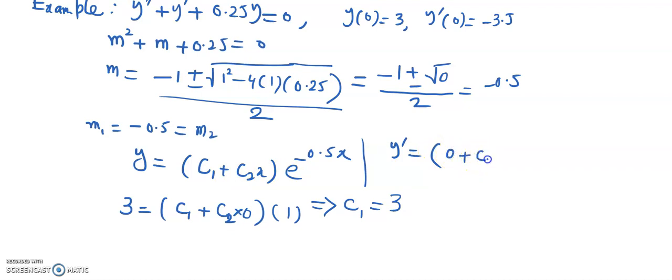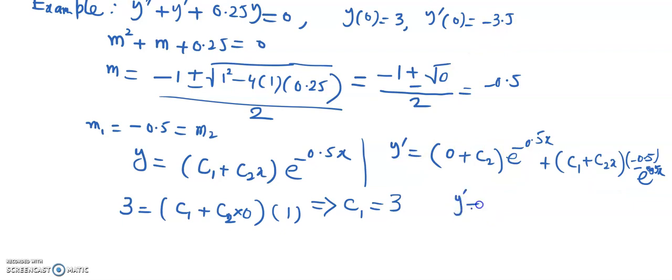So y prime in this case, we can apply the product rule: c2 e power minus 0.5x plus (c1 plus c2 x) into minus 0.5 e power minus 0.5x. Now y prime (0) was minus 3.5, so let's simplify y prime a little bit. It is c2 e power minus 0.5x, and from here it will be minus 0.5 (c1 plus c2 x) e power minus 0.5x.